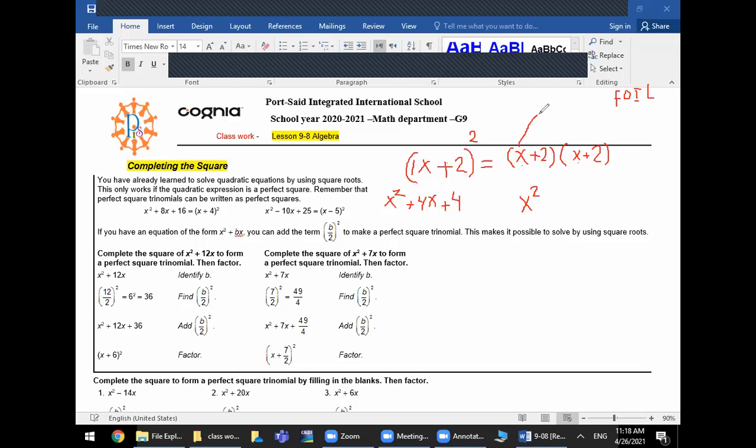Right? And then the outer, it will be 2x. And then the inner, it will be 2x. So we will add them together. 2x plus 2x, it will be 4x. And then 2 times 2, it will be equal 4. Right? So by any way, if you use the perfect square way or the FOIL method, by the end, we have a trinomial.